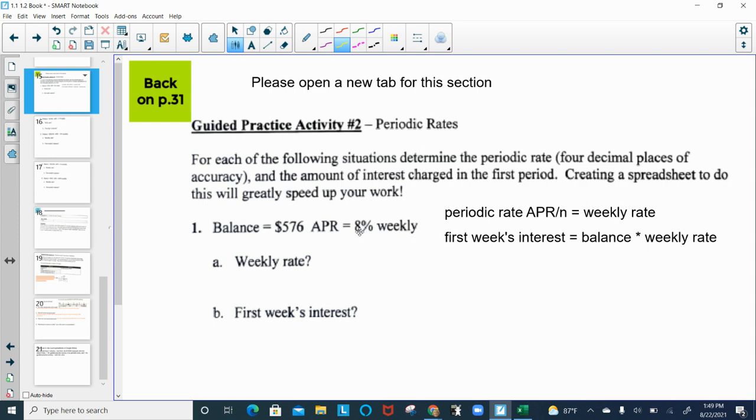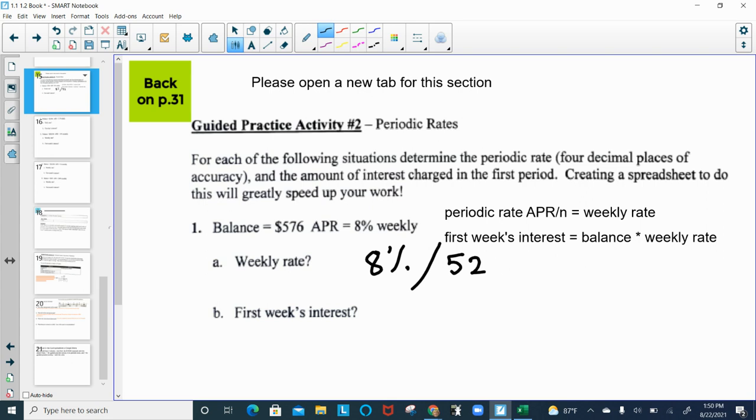Okay, so you're going to take that rate of 8%. Let's do the first one together, and then you can do the other 4. But in the first one, I want you to build those formulas in your Excel spreadsheet. So you're going to take the 8%, and you're going to divide by the number of weeks in a year, which is 52. So you could probably set up a formula really easy for that. I'm not going to tell you how to do it, because I think you should already know how to do that.